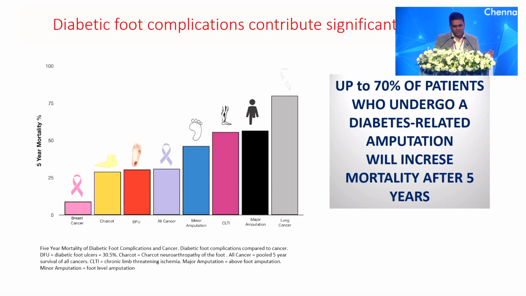If you compare diabetic foot complications with mortalities from cancer and other things, it's very huge. You can see the 5-year mortality of diabetic foot is very high, and those who have undergone any diabetes-related amputations have a higher increased risk of mortality within 5 years. So definitely we have to significantly address this issue. This is our idea of discussion here.